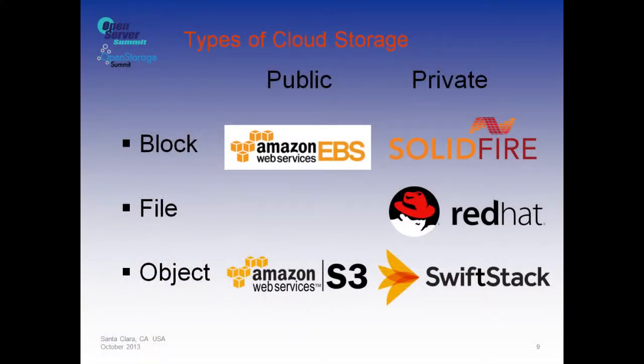So the different types of cloud storage. There's public environments, and I'm just using the example of Amazon as the de facto way to describe it. They have a product called EBS, they have a product called S3. They actually don't have a file product, which is kind of interesting. So in that context, you can only consume blocks and objects.